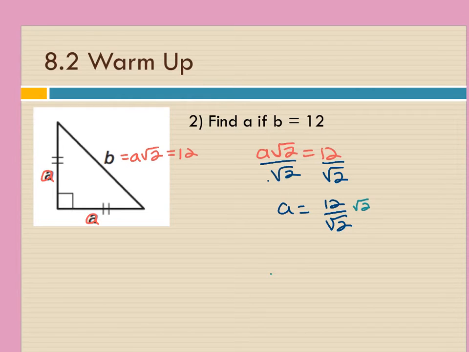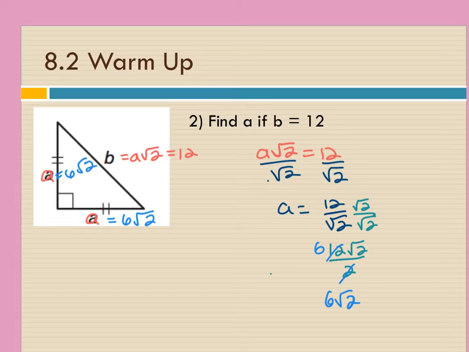Good. Rationalize it, or multiply by the root 2 in the top and the bottom, and I get 12 root 2 over 2. Can that get simplified? Yep. 2 goes into 12 6 times, and I get 6 root 2. So the other two side lengths are 6 root 2.